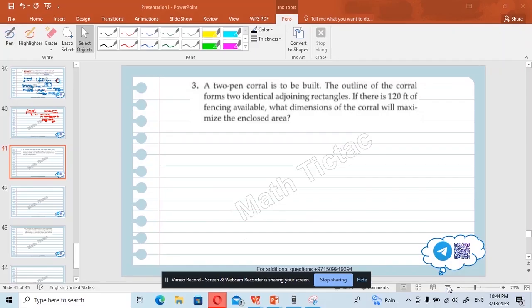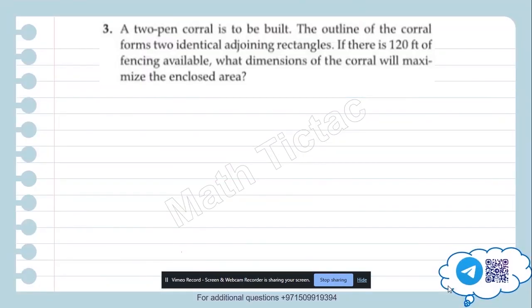The next question, which is question 3. The question says in here, a two-pen corral is to be built. The outline of the corral forms two identical adjoining rectangles. So in here we have two identical adjoining rectangles. They are sharing the same side, adjoining, same one side only.